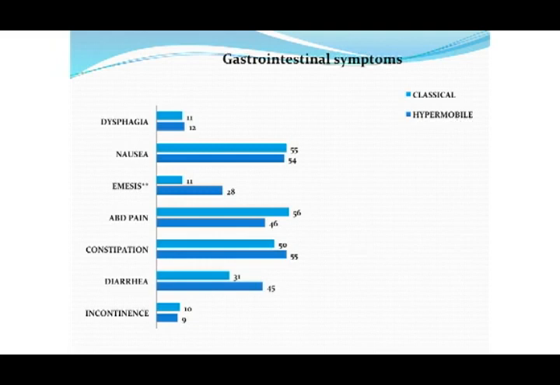Emesis, this was one of the few where we had a difference between the classical and the hypermobile group, but I don't really know what to make of this distinction, but a large number of patients are experiencing nausea. Abdominal pain in 46 to 56%. Constipation is a very common problem, as is diarrhea. And you've got 10% here having fecal incontinence, which is a very large number for a very serious and difficult complication.